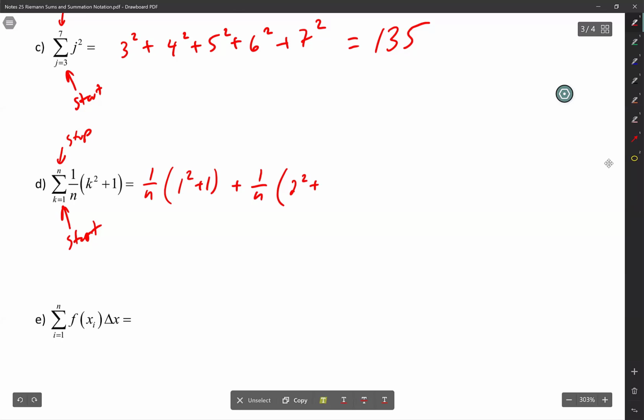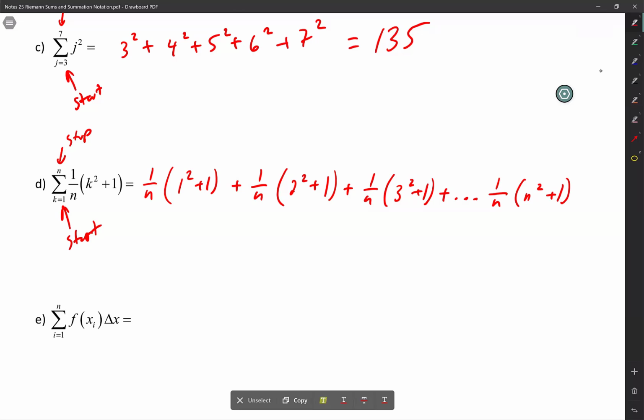2 squared plus 1 plus 1 over n, 3 squared plus 1 plus dot, dot, dot, 1 over n squared plus 1. And later on, we're going to be simplifying all these. This is a sequence. Those 3 dots in a row mean keep going with the same pattern. I should have put a plus, but I didn't. And we're supposed to be able to simplify this.